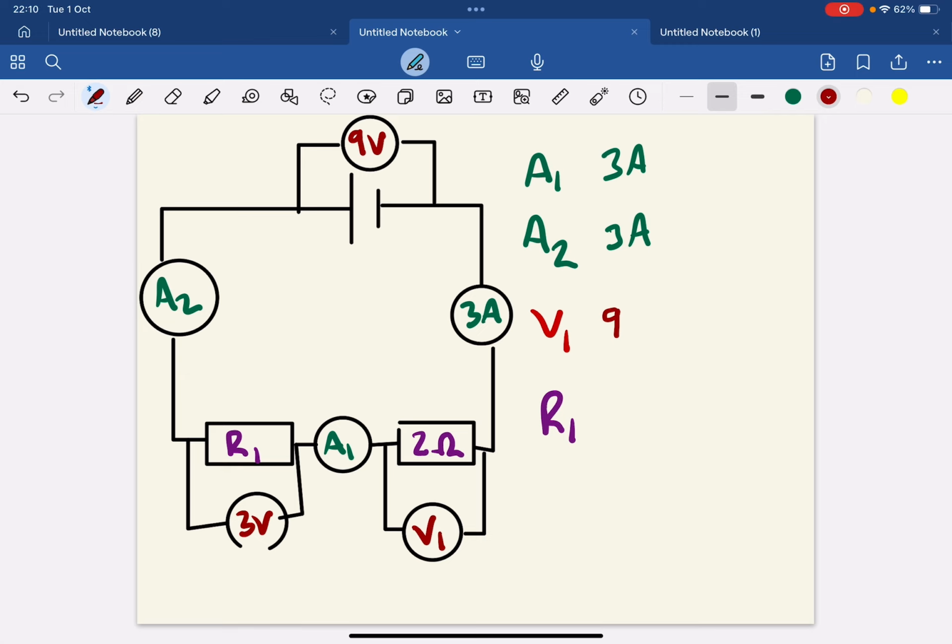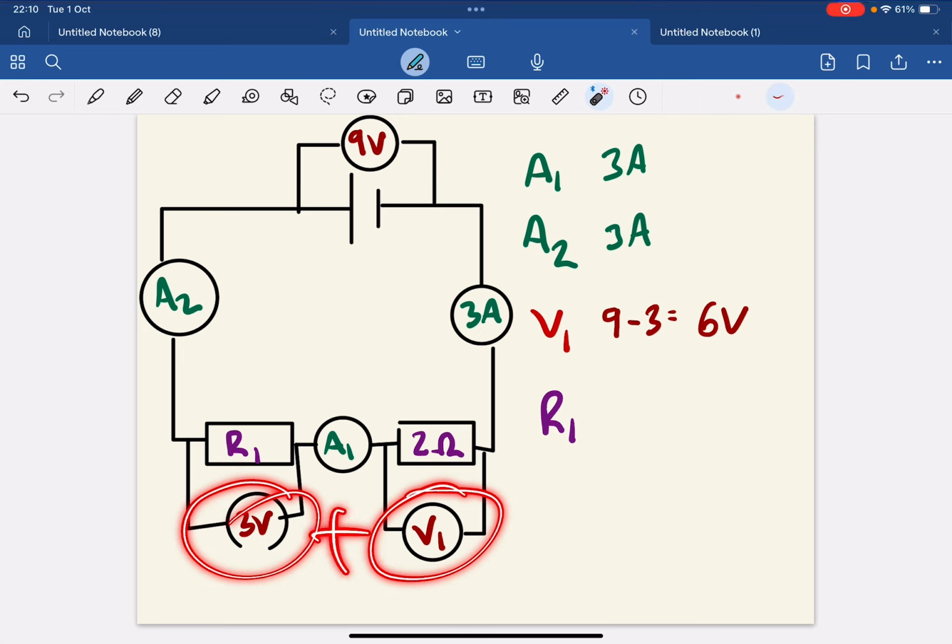One resistor there, we know has a potential difference of 3. So 9 take away 3 is equal to 6. So V1 is 6 volts. This is 6 volts, that's 3 volts. 6 plus 3 is equal to 9.